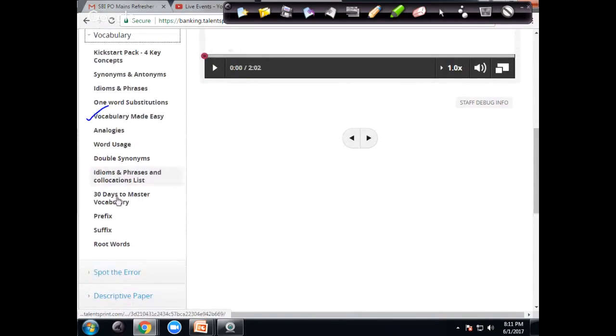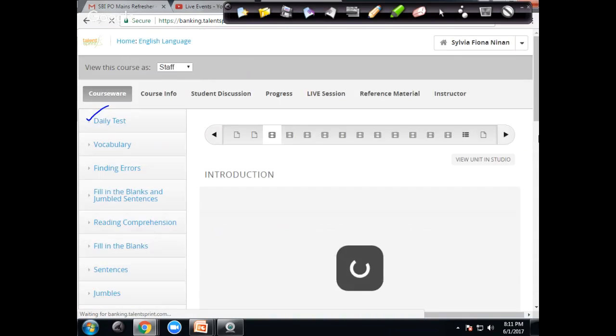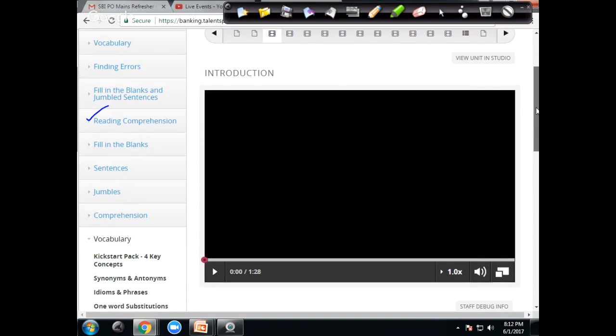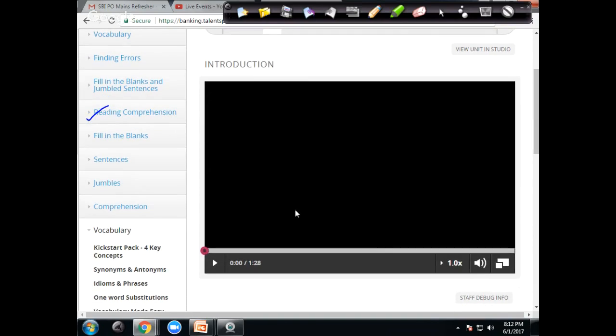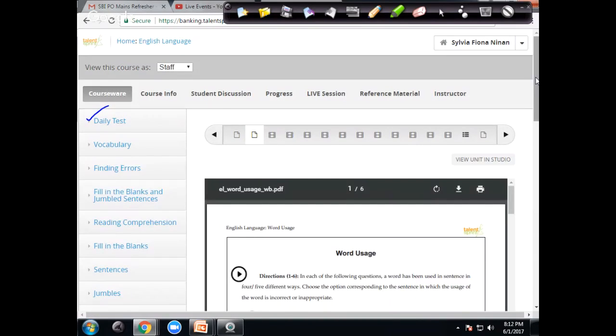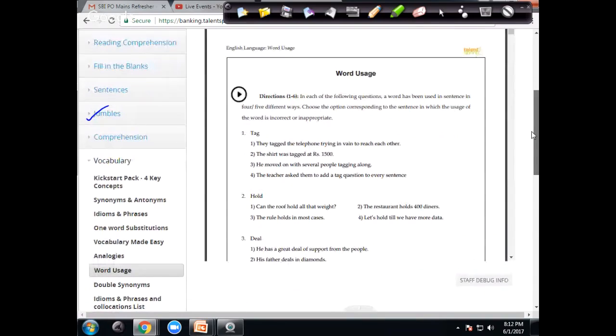I also wanted to go through word usage, which was another new question type. You can still be prepared for it. You never know what sort of questions will come. This was asked in some other exams. So you can go through this. Go through the workbook and you'll know what the question type is: a word is given, four sentences, and the word is used differently in one.